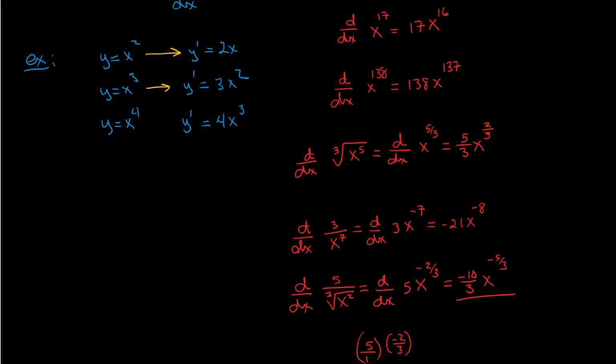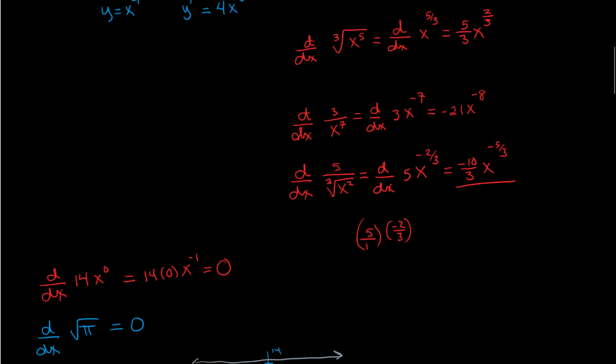This same rule applies if you have situations where the variable is involved with a radical. So for example, the cube root of x to the fifth. Well, the first thing we're going to do here is rewrite this as a variable with a rational exponent. So it's going to become x to the 5/3. It's to the fifth power and the third root.